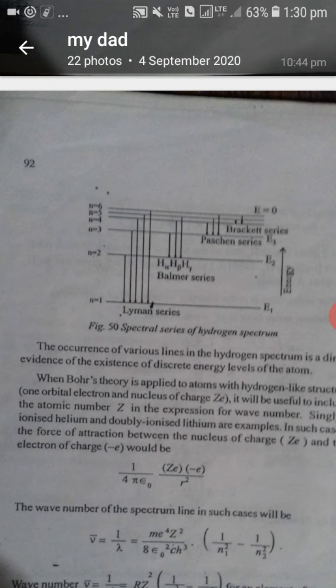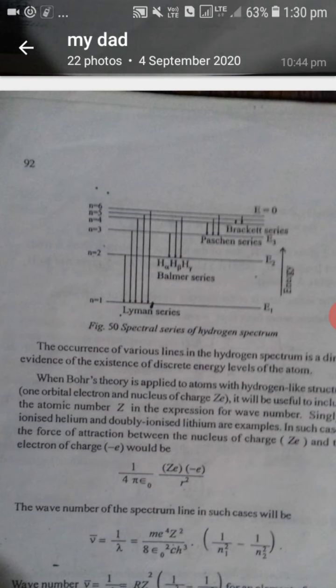Then next Bohr said that if you use a hydrogen-like spectrum, here you include the atomic number Z. Therefore we get the force of attraction between the nucleus of charge e, which we have studied. Then you put atomic number Z, Ze. Then the electron of charge is minus e. Therefore, the force of attraction is 1 by 4 pi epsilon naught Ze into minus e divided by r square, that is minus 1 by 4 pi epsilon naught into Ze square by r square.